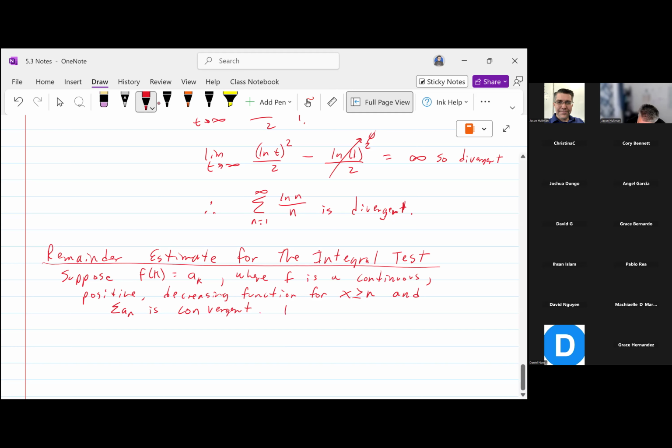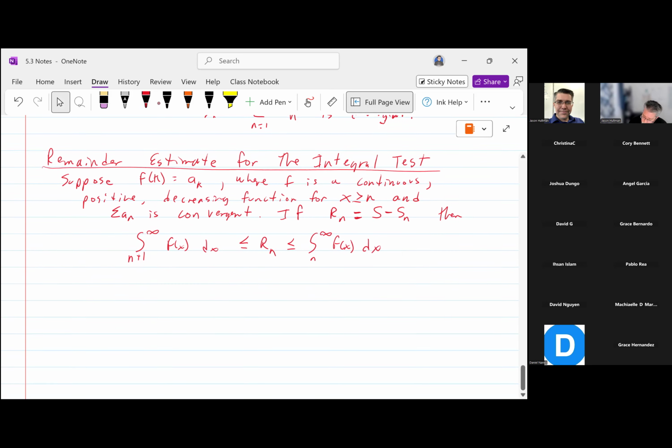If r sub n is equal to the sum of the series minus the nth partial sum, which is the sum up to the nth value, then the integral from n plus 1 to infinity of f of x dx is less than or equal to the remainder, which is less than or equal to the integral from n to infinity of f of x dx. So what the heck does this mean?